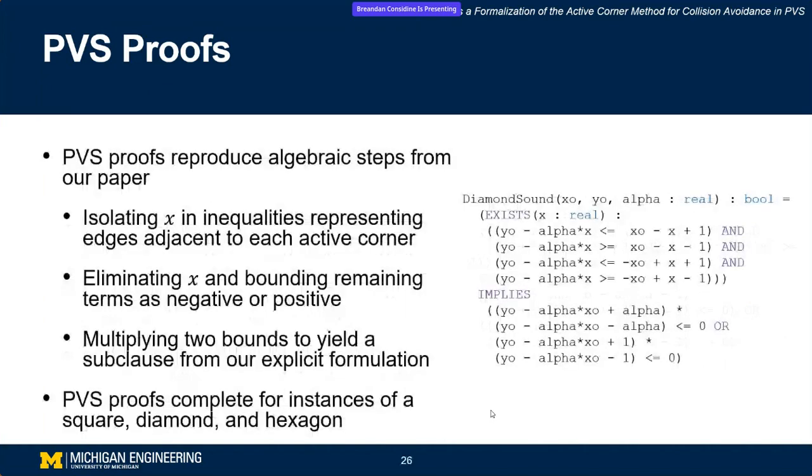So we have this lemma as well, the soundness lemma again, for a diamond. This looks a little different, but we ultimately perform the same steps. And this is why we have some confidence that we can generate these certificates.